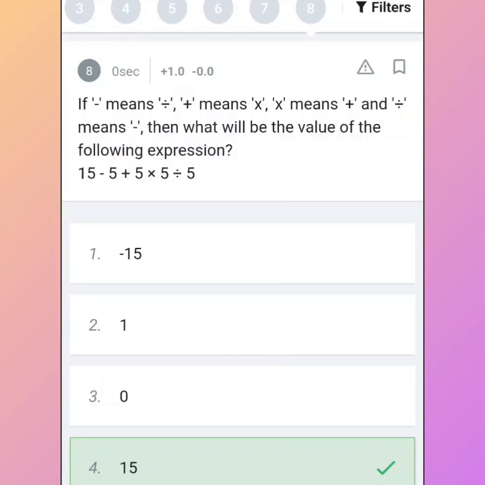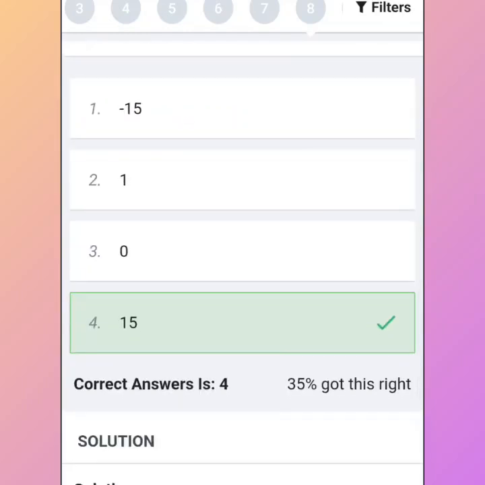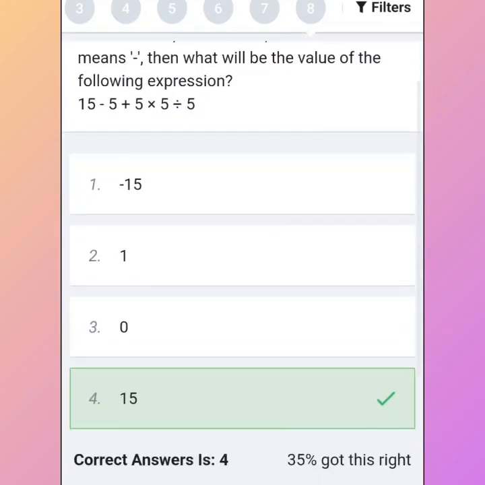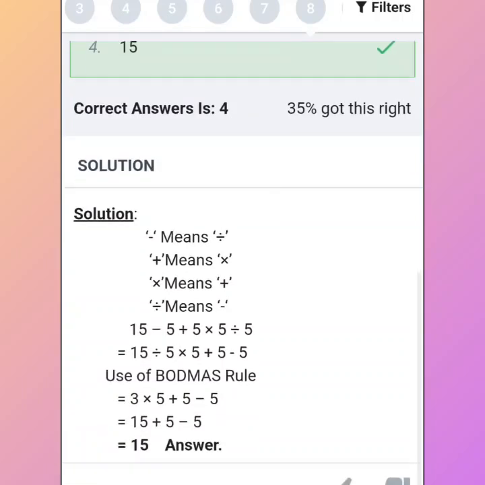If plus means divide, minus means multiplication, into means plus, divide means minus, find the value of the following expression: 15 minus 5 plus 5 into 5 divided by 5. Option 4, 15 is correct.